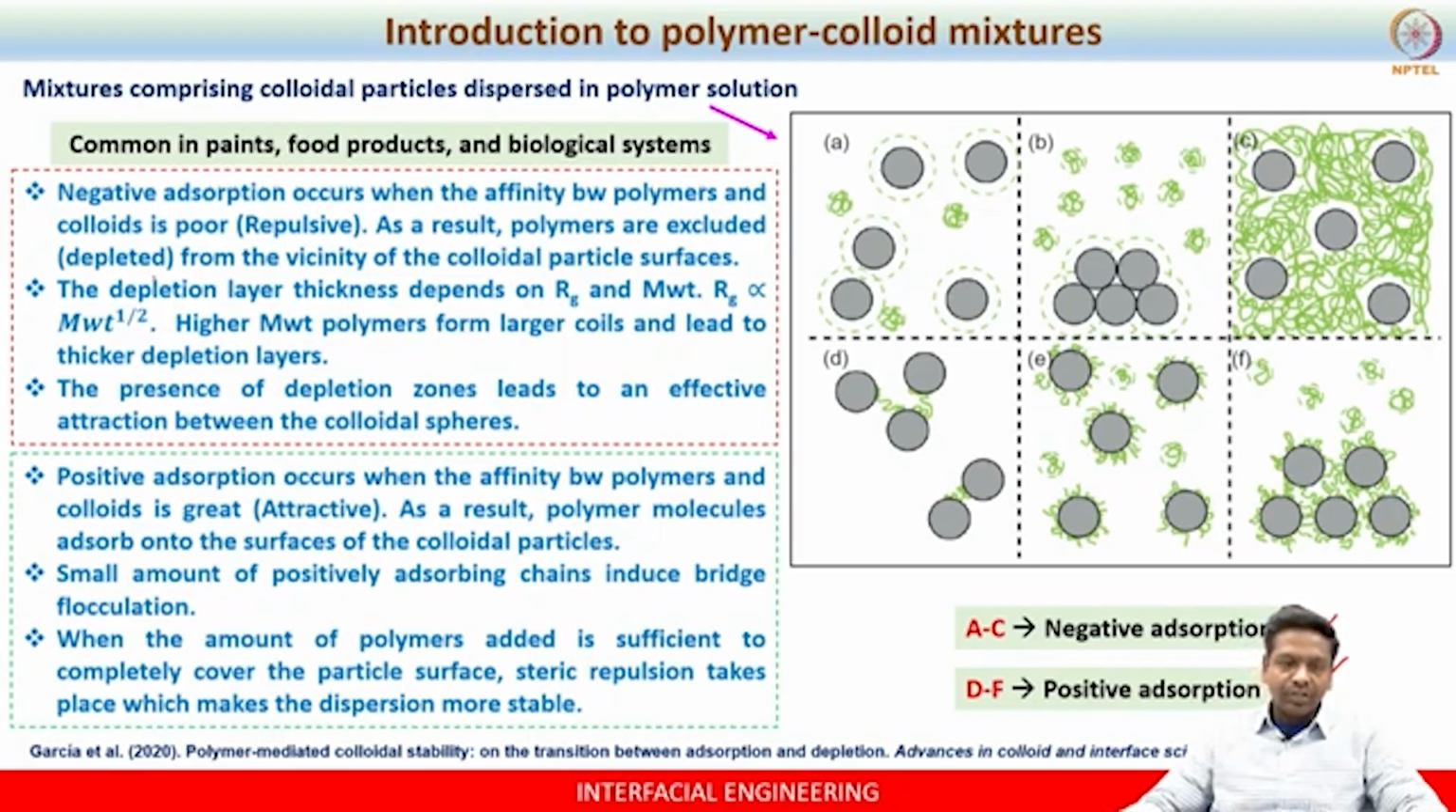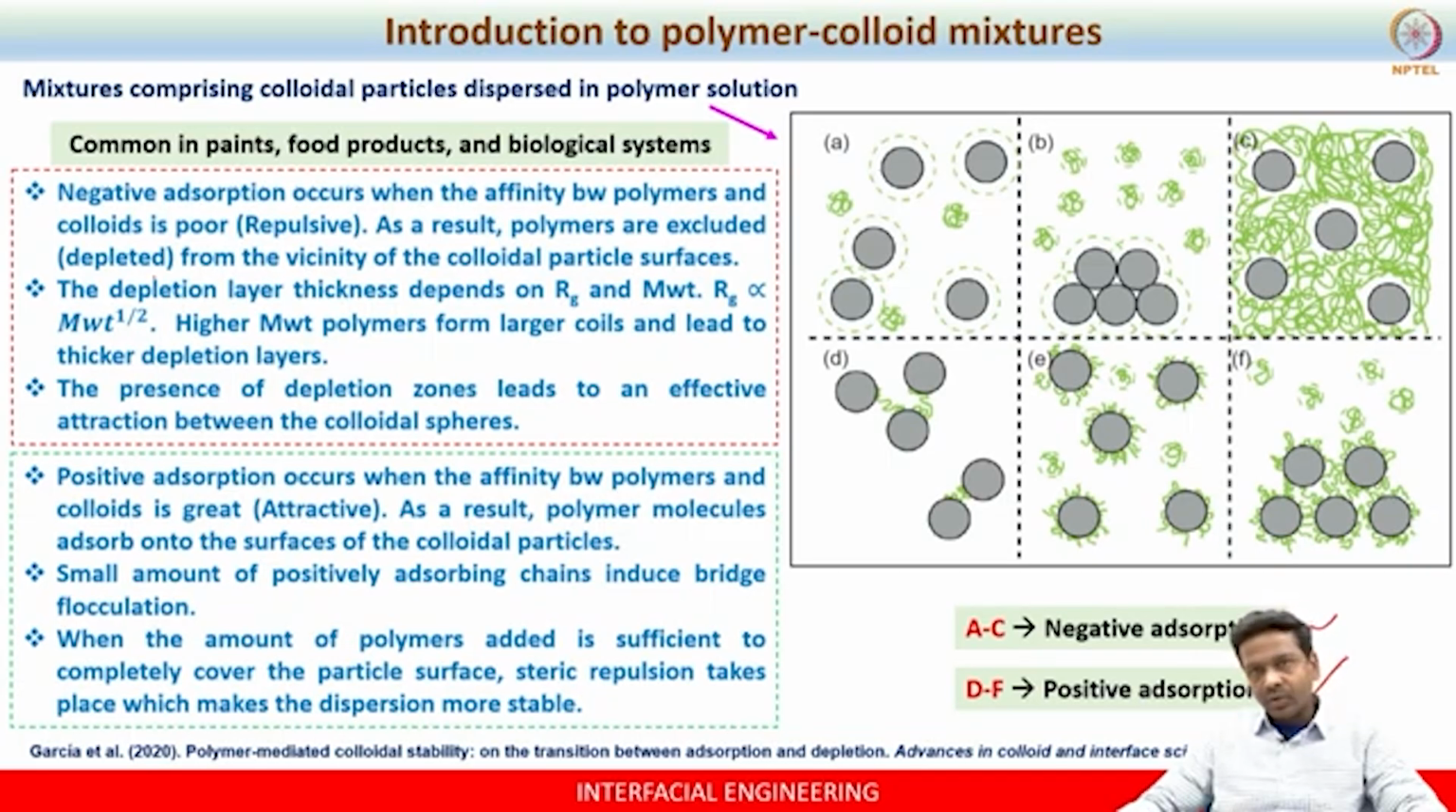Okay. So what is the consequence of that? First, they generate a depletion layer. Depletion layer means a certain volume will not be accessible to the polymer molecule. Because they don't share a great affinity around the particle surface, these molecules cannot freely move around, because they share very poor affinity. So in such a scenario, the polymer molecules will create a depletion layer from the vicinity of the particle surface.